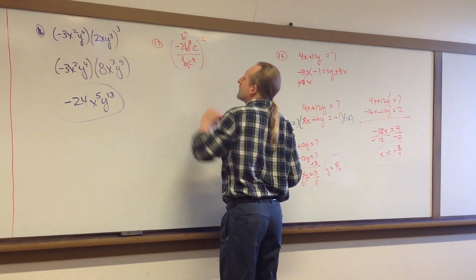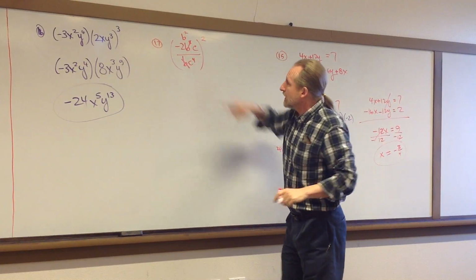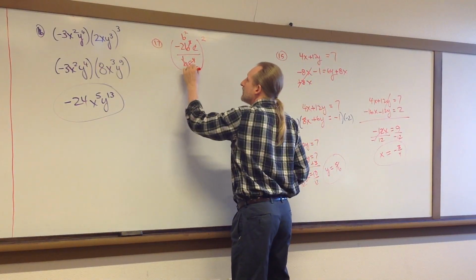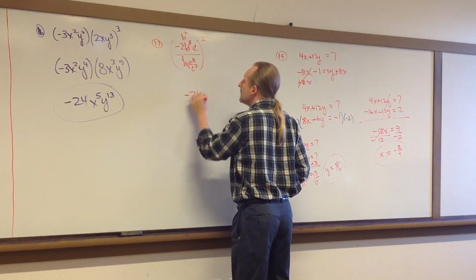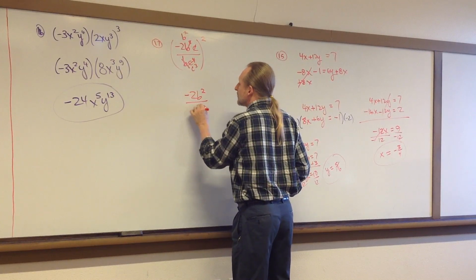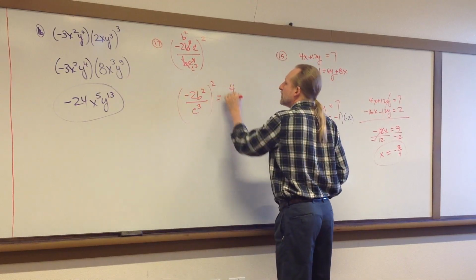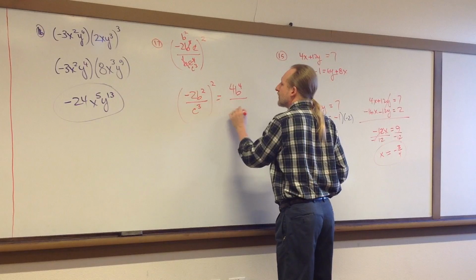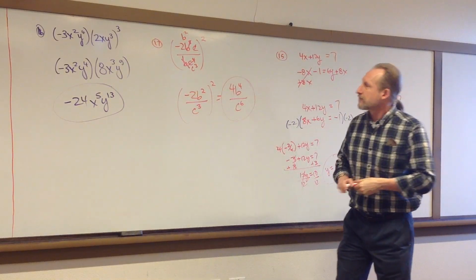This b will cancel out one of those b's and leave us with b squared. This c cancels out one of these and leaves us with c to the 3rd. So what we've got now is -2b squared on top, c to the 3rd on the bottom. We want to square that. So that'll be +4b to the 4th on top, and c to the 6th on the bottom.